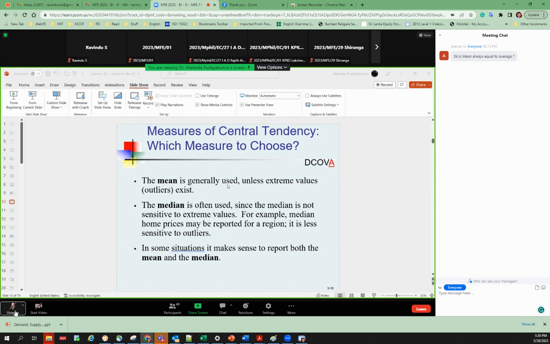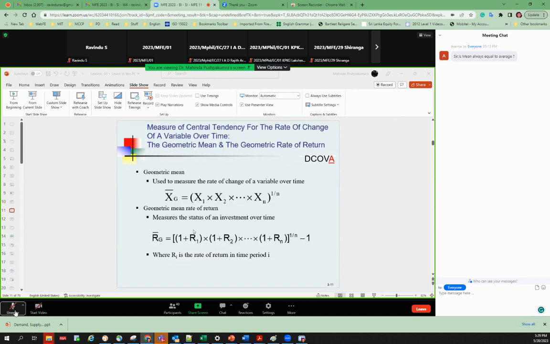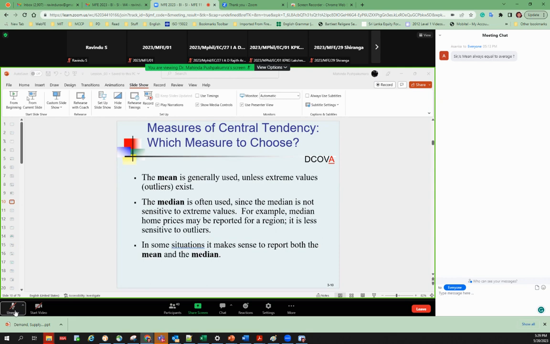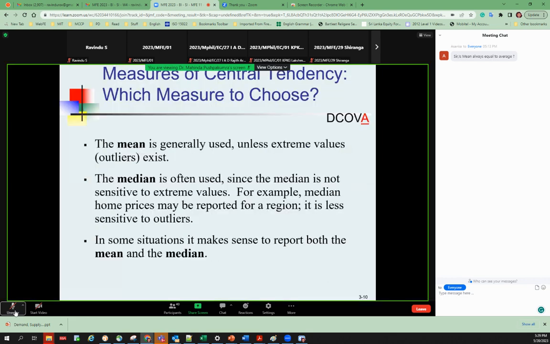The mean is generally used unless extreme values exist. In this case, we can't use the mean because in the sample we have an extreme value. The median is often used since it is not sensitive to extreme values. For example, median home price may be reported for a region. It is less sensitive to outliers. In some situations, we can present both mean and median. This is the way to give an interpretation for the figures.